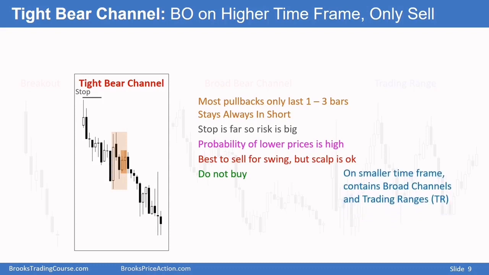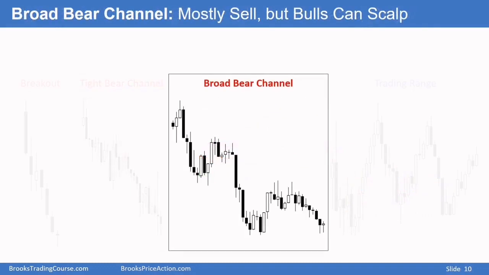On a higher time frame chart, as I said, a tight channel like this is going to be a breakout, and you usually do not have to go to a very high time frame chart. If this is a 5-minute chart, you simply look at a 60-minute chart, and it's probably 2 or 3 consecutive bear trend bars, which is a breakout. A broad bear channel is a channel, and it's a bear trend. It starts in the upper left, goes to the lower right. It has lower lows, lower highs.